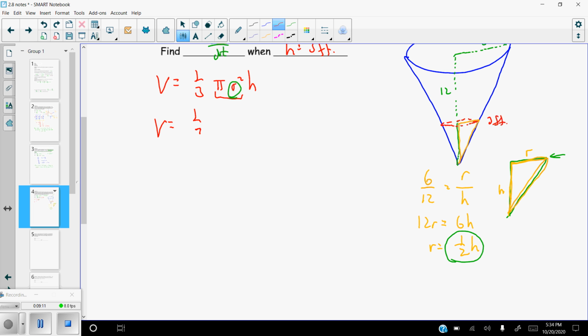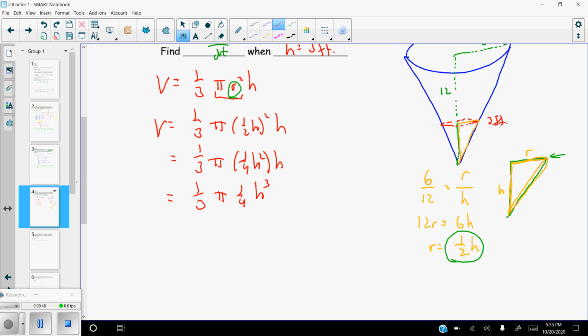So my volume equation is now going to be 1/3 pi. I'm going to replace the r with 1/2 h. Don't forget it's getting squared, times h. Let's simplify. I want to do all the simplification that I possibly can before I start taking derivatives. So the volume is going to be 1/3 pi. 1/2 h squared is 1/2 h times 1/2 h, so that's 1/4 h squared times h. And then that's going to be 1/3 pi 1/4 h cubed.